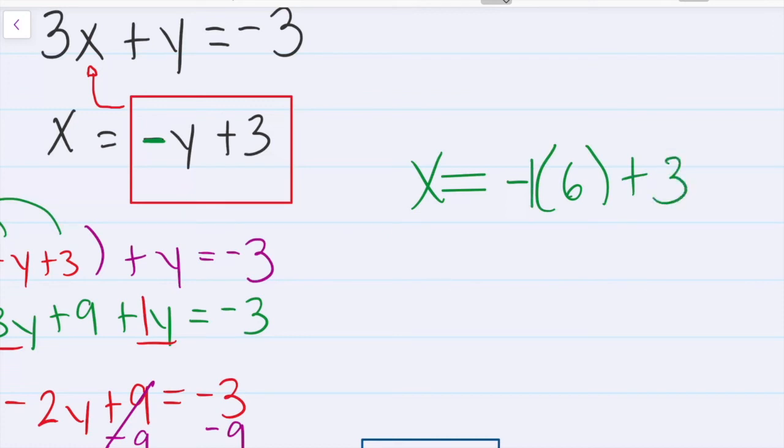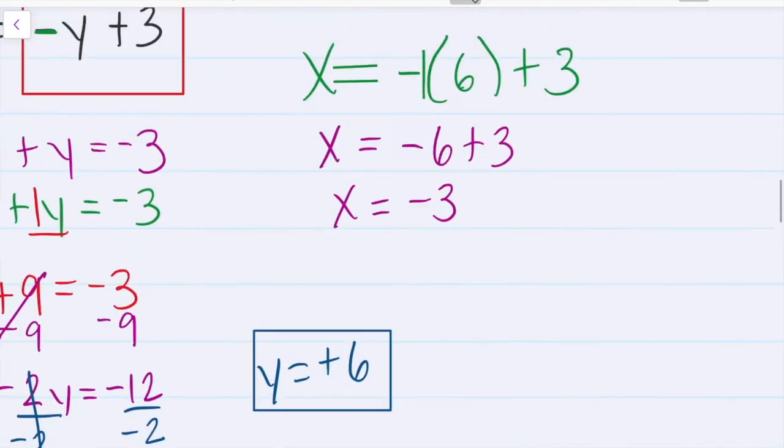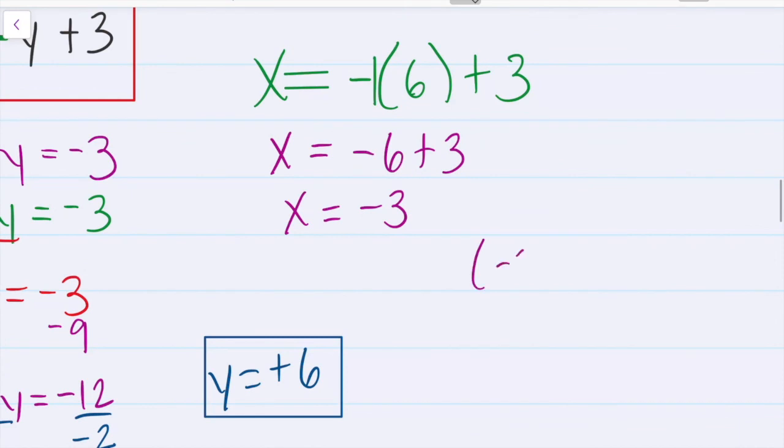What's a negative 1 times 6? That's negative 6 plus 3. So my x has to be equal to negative 3. So if I were to write it as a point, my point would be negative 3, positive 6. And that's how you solve this system of equations using substitution.